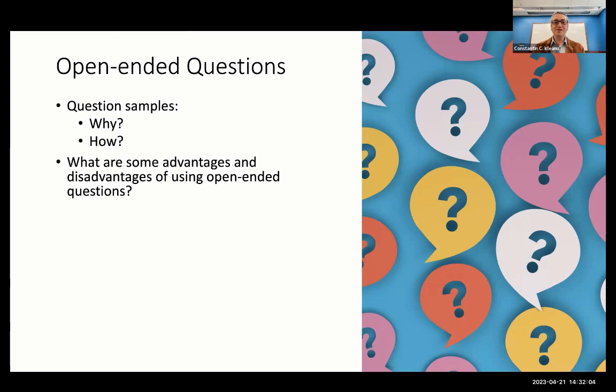Good. So can anybody think of some advantages or disadvantages of using open-ended questions? Generally, for me, I see many advantages and not so many disadvantages, but I'm just curious what you guys think. So again, open-ended questions, you can't answer them with a yes or no. You have to explain more. I have one disadvantage, right? It requires more time out of the class, right? So that would be the primary disadvantage, is you have to allocate time.